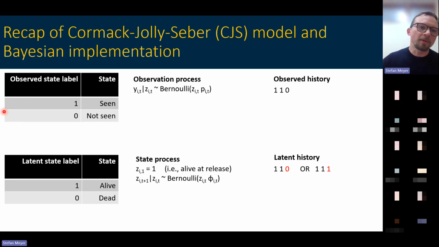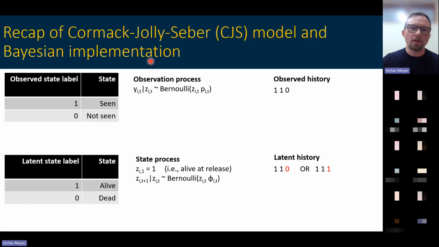So starting at the top here, I would like you to focus first on the left-hand side table, just to make clear how the data would be coded and what the different labels refer to. So for our observed states, the observations would be labeled as 1 and 0, which refer to the animal either being seen or not seen.